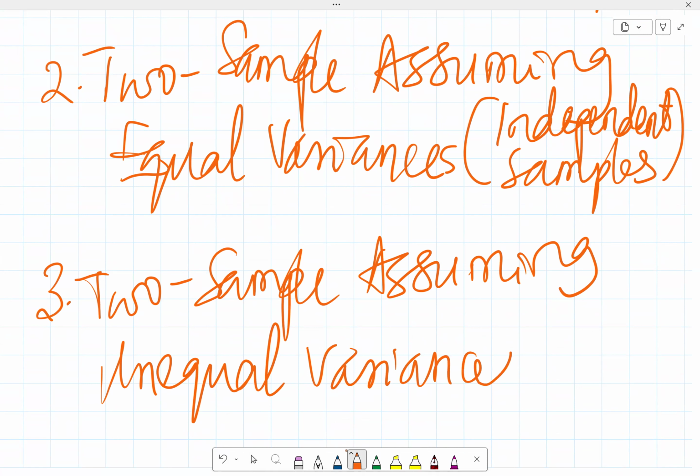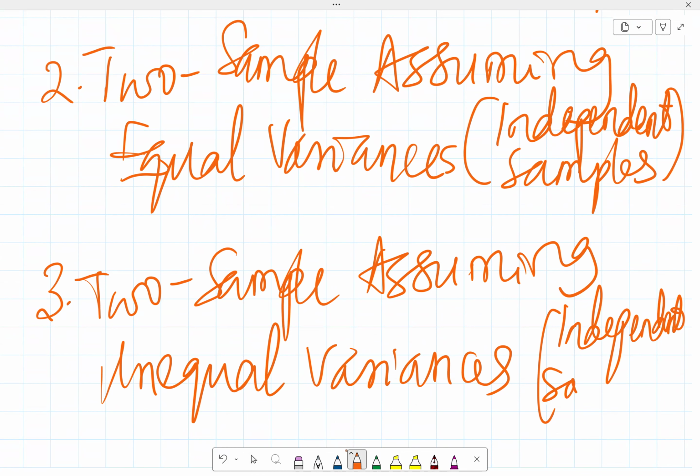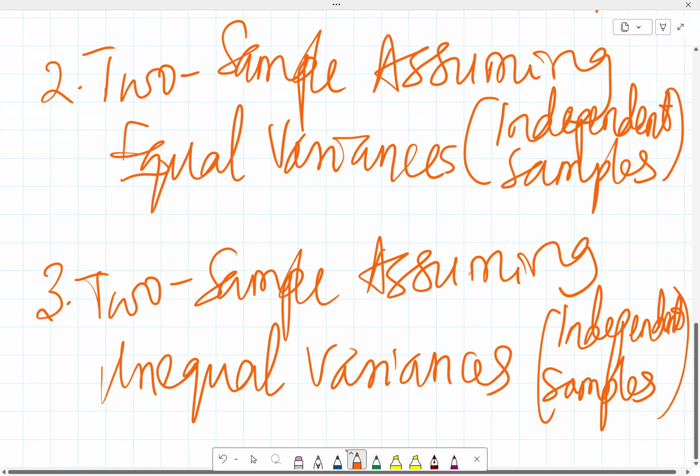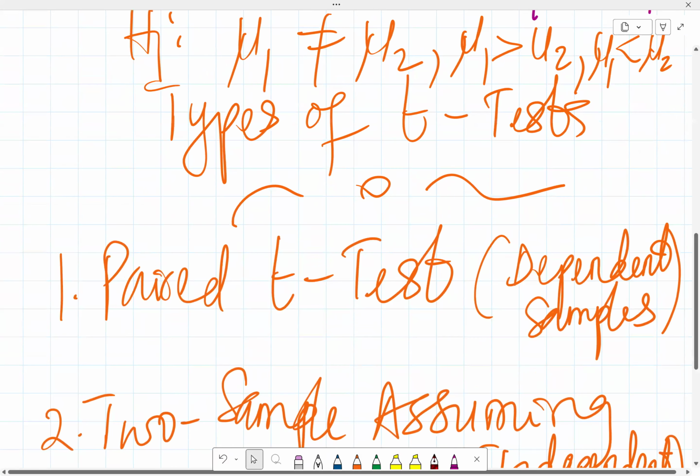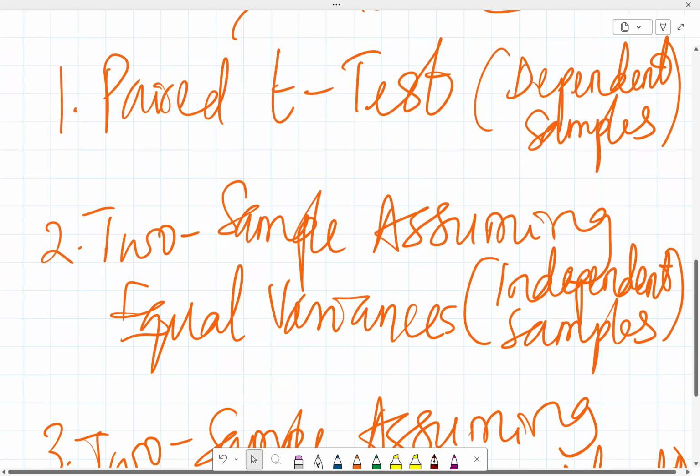And of course, this is still talking about independent samples. Basically, the idea of independent samples is that you are conducting the same test on two different groups that are exclusive of themselves. So those are the three types of t-tests we have in the Microsoft Excel Analysis ToolPak.